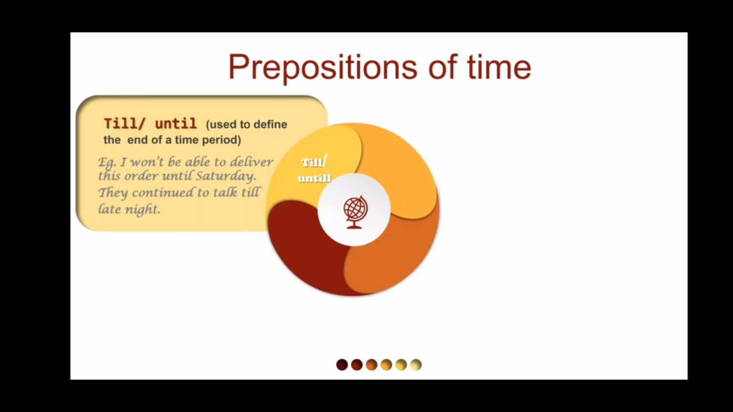The next preposition of time is till or until. It is used to define the end of a period. For example, when you say, I won't be able to deliver this order until Saturday, it means you won't be able to do it before Saturday. So it defines the time period that ends on Saturday. Similarly, you might say, they continued to talk till late night. So this period of time begins at some point of the day or night and ends till late at night.